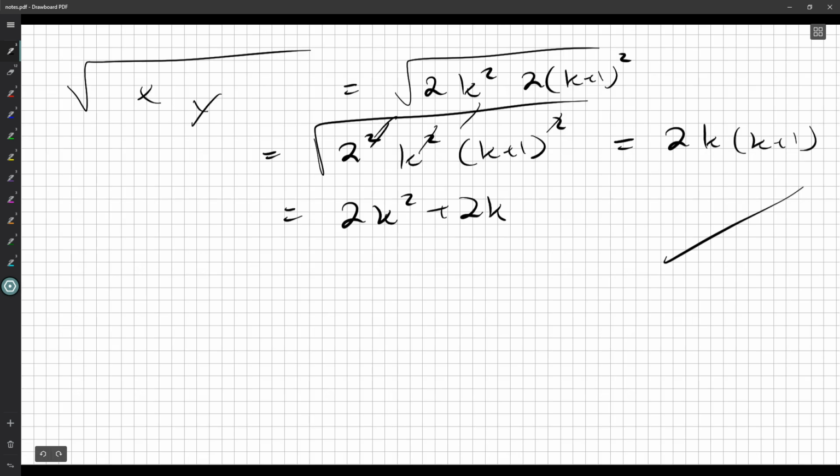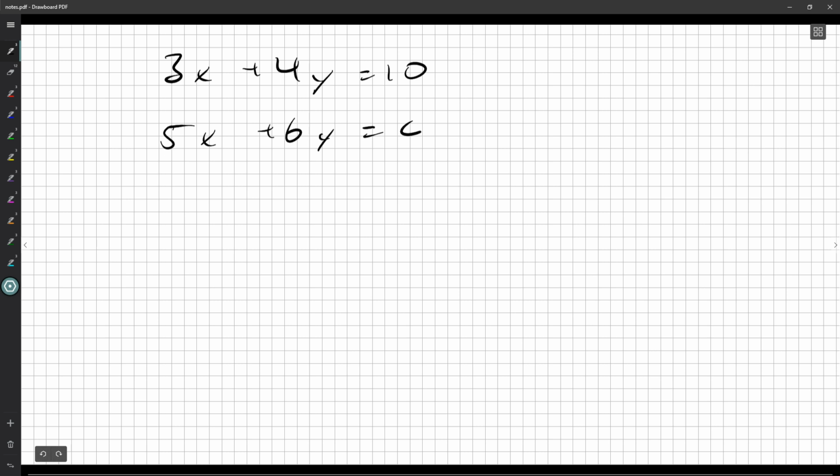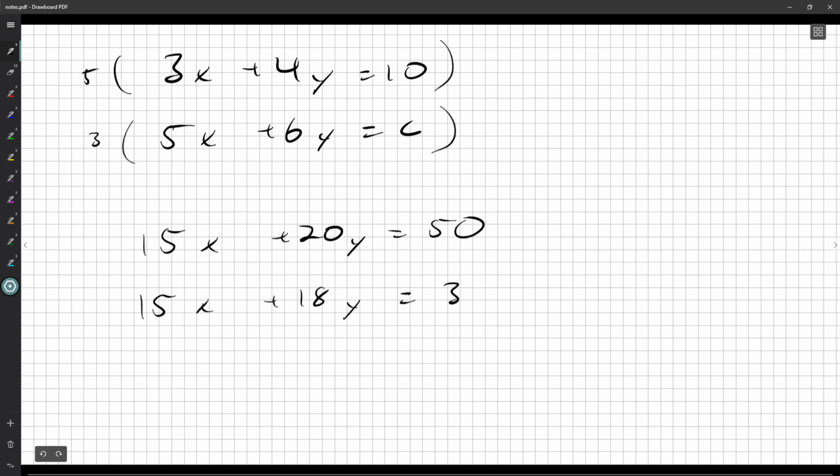What have we got here? 3x plus 4y equals 10. 5x plus 6y equals c, I think is what they just had. Yeah. So we want to solve for x and y in terms of c. So I'm going to multiply this first equation by 5, and the second equation by 3. You'll see why in a moment. 15x plus 20y equals 50, and 15x plus 18y equals 3c. And the reason being, now I can subtract one equation from the other, and these x's will cancel out.